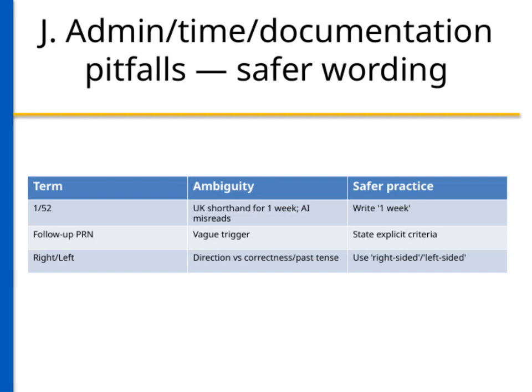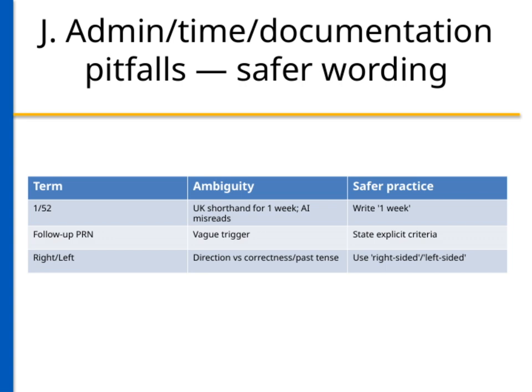Let's go through some key pitfalls and how to practice safer wording during admin, time, and documentation. First, take a look at the term 1/52 in the UK. That's shorthand for 1 week. But the problem is, AI or anyone else might misread that as a fraction or something else. So instead, it's much clearer to just write out 1 week. That way, there's no ambiguity.